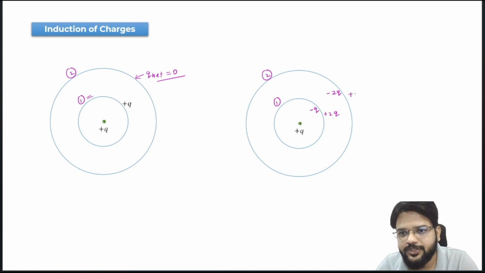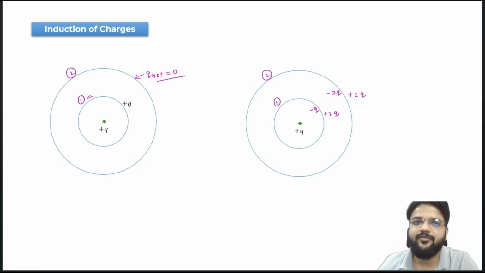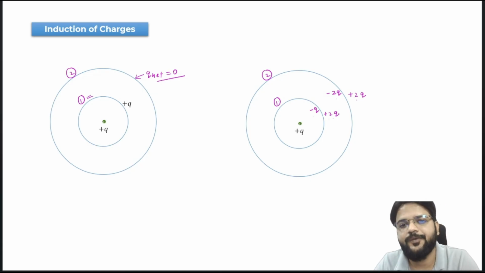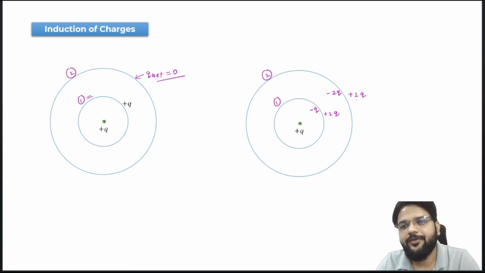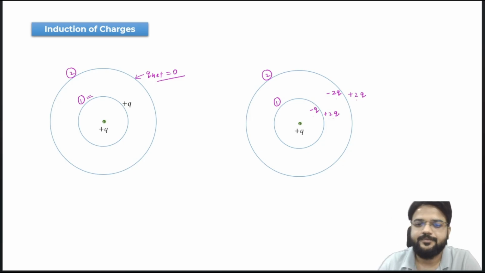So on the outer surface, how much should it be? It should be plus 2Q, because if I add plus 2Q and minus 2Q, again I get 0. So this is the distribution of the charges on the inner and outer surfaces, correct? Here we are using induction of charges and also conservation of charge. If we use both these rules, everyone, we will get the answer. Write down.